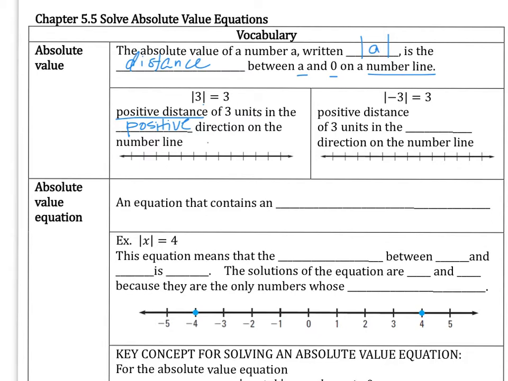So this means I am to count 3 units to the right. 1, 2, 3. And for the absolute value of negative 3, it will also equal 3. So this is the positive distance of 3 units in the negative direction on the number line. So I would count 3 units to the left.